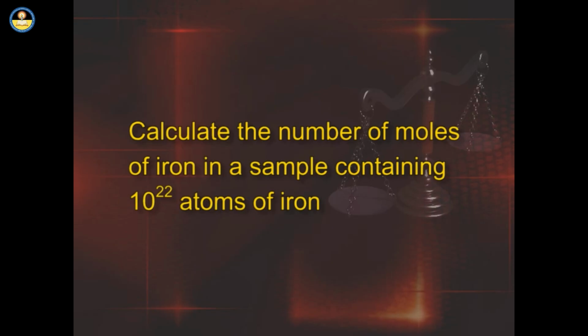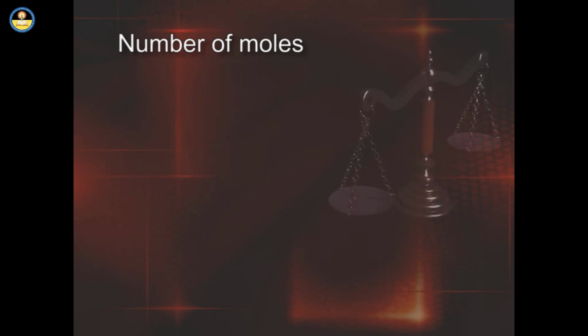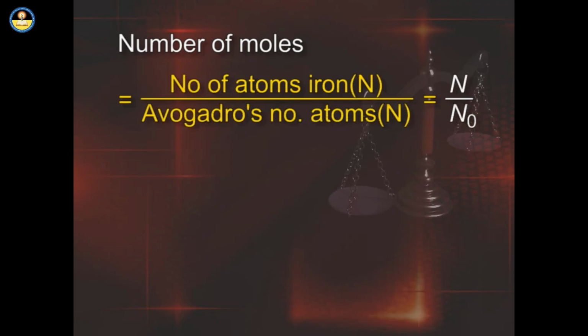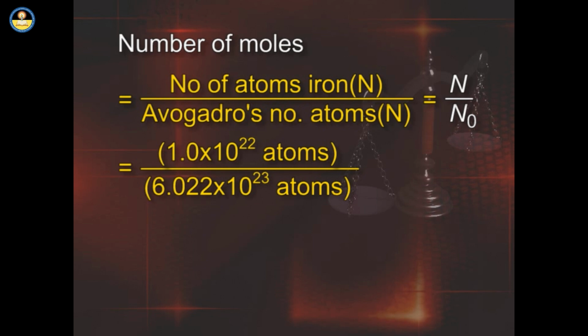We will now solve a problem. Calculate the number of moles of iron in a sample containing 10 to the power 22 atoms of iron. Solution: number of moles is equal to number of atoms of iron divided by Avogadro's number of atoms, which is equal to 1 into 10 to the power 22 atoms divided by 6.022 multiplied by 10 to the power 23 atoms. That is 0.0166 mole.